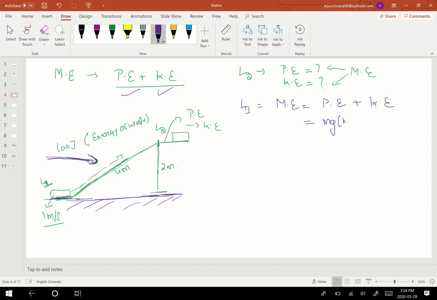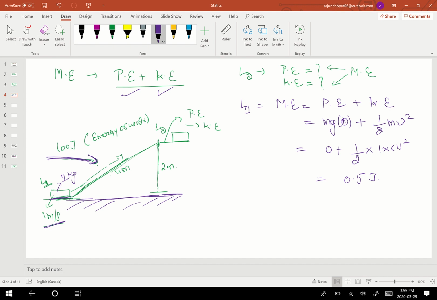I'm going to put the value directly here. This will be 0 plus kinetic energy. The kinetic energy will be equal to half mv squared, because the object is moving with a velocity of 1 meter per second. So there will be some kinetic energy. This is 0 plus half times, I'm going to assume the mass of this object is 1 kg, 1 times 1 squared, which comes out to be 0.5 joules of energy at location 1. So that's what we figured out.